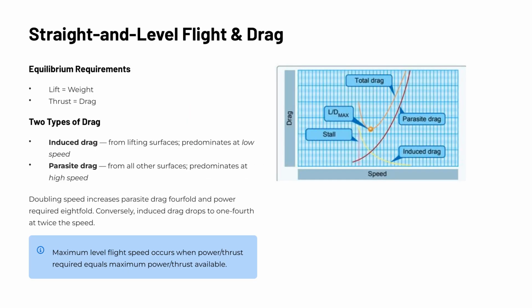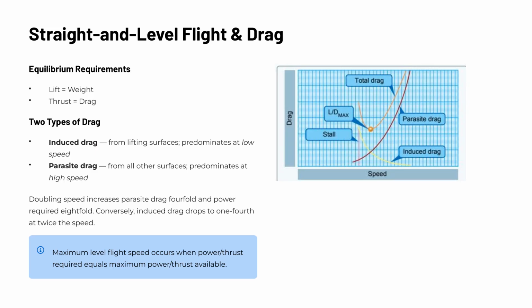In straight and level flight, the aircraft must satisfy two equilibrium conditions simultaneously. Lift must equal weight to maintain altitude, and thrust must equal drag to maintain a constant airspeed. When either of these conditions is disrupted, the aircraft will accelerate, decelerate, climb, or descend.